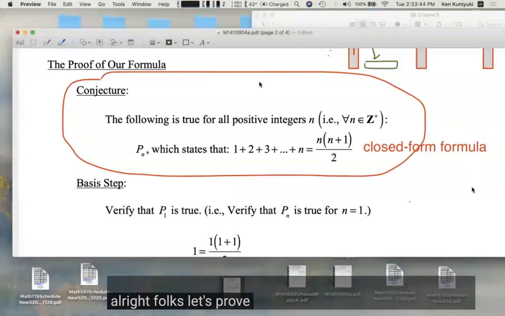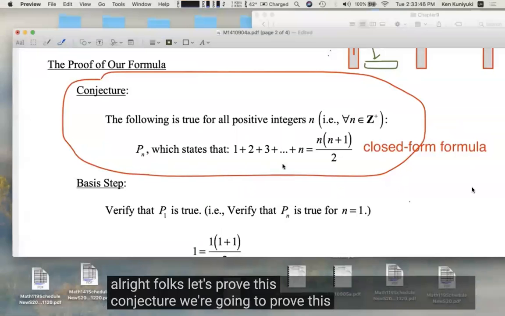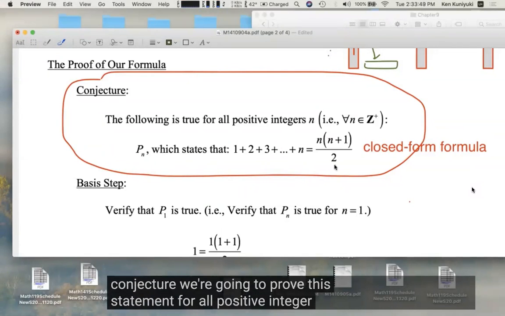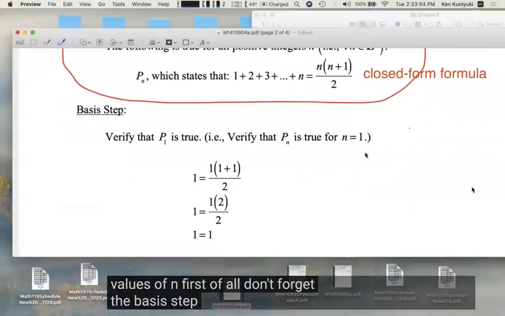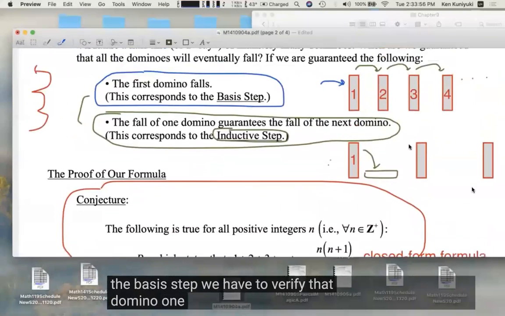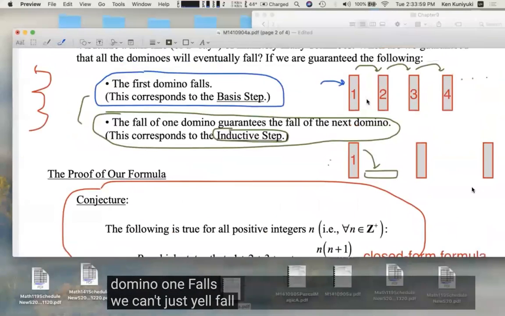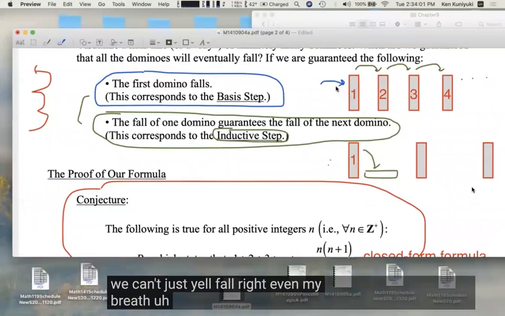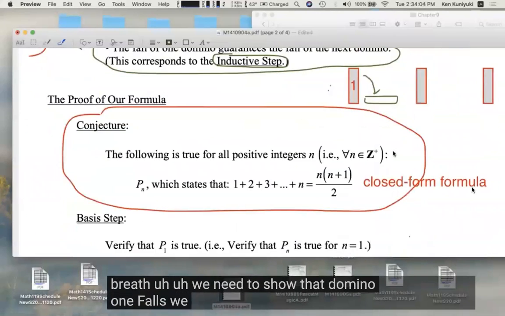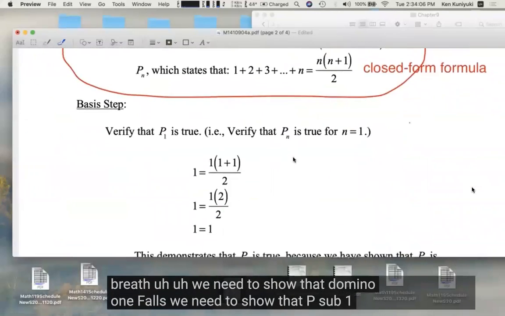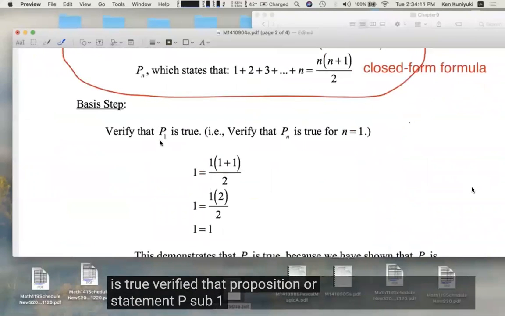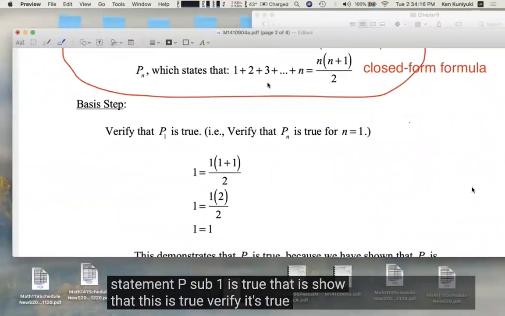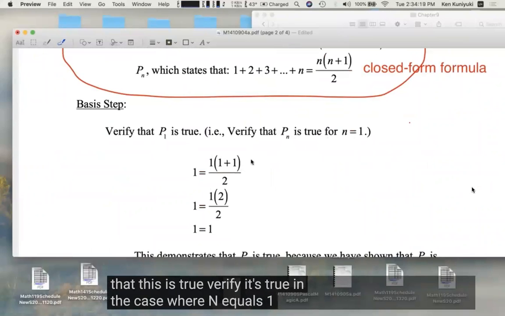All right, folks, let's prove this conjecture. We're going to prove this statement for all positive integer values of n. First of all, don't forget the basis step. We have to verify that domino 1 falls. We can't just yell fall, right? Even with my breath. We need to show that domino 1 falls. We need to show that P(1) is true. Verify that proposition or statement P(1) is true. That is, show that this is true, verify it's true in the case where n equals 1.